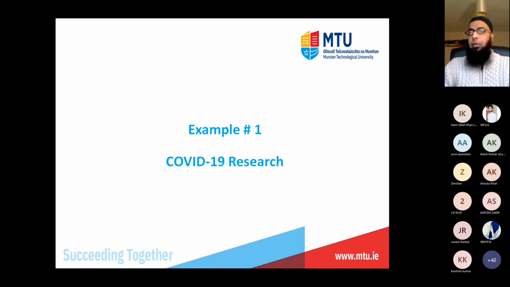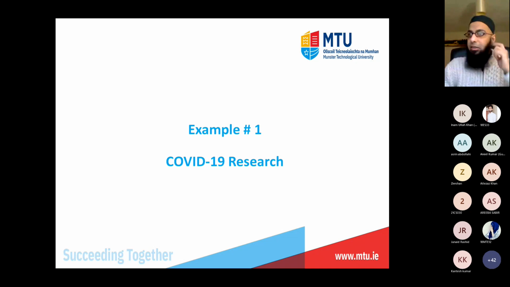So if we look at COVID-19 research, the whole world was affected by COVID-19, countries have been shut down, businesses have been stopped, millions of people have died, and billions of people have been affected by this coronavirus. So researchers around the globe were investigating, conducting research, performing experiments and trying to come up with a cure. And fortunately, they found the vaccines.